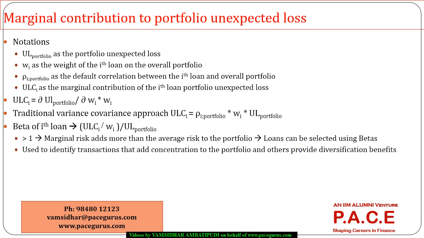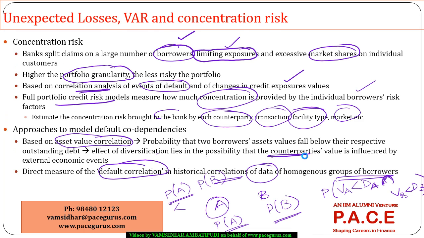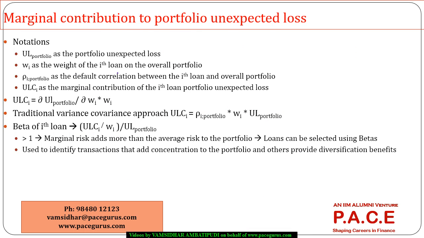Now, once we have understood the concepts of unexpected loss, VaR, and concentration risk, we are moving on to computing the overall unexpected loss of the portfolio, and to what extent I can do an assignment or distribution of the loss of each of the individual classes to the overall unexpected loss of the portfolio. For that, I want to bring in a few important notations.